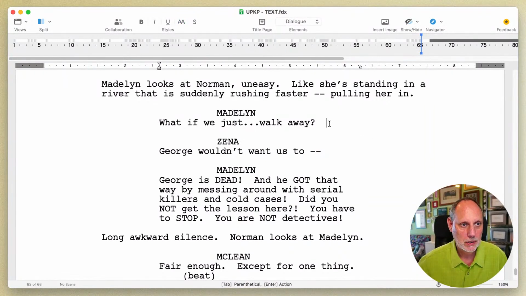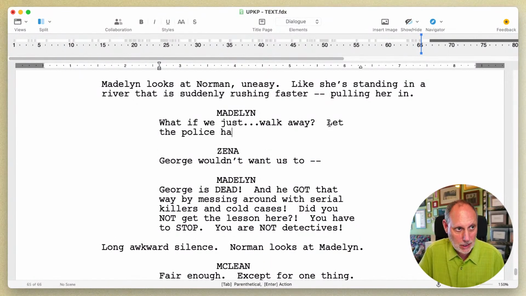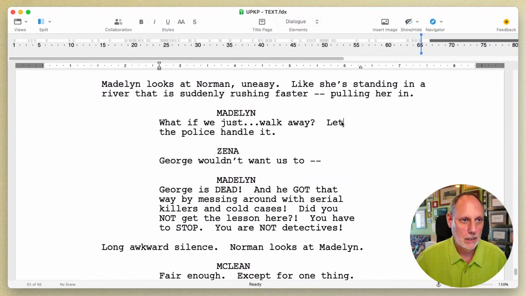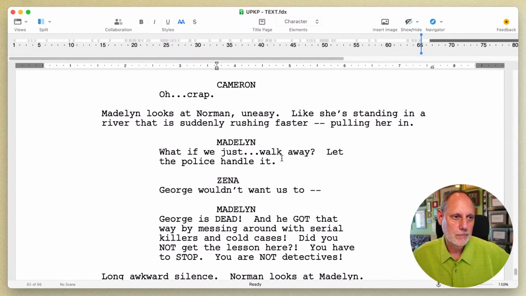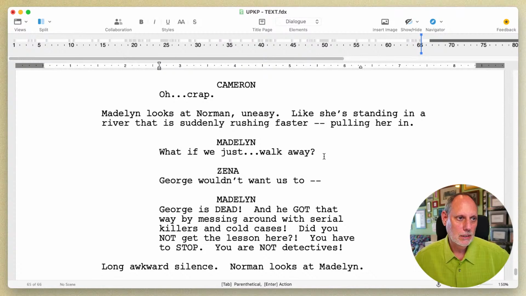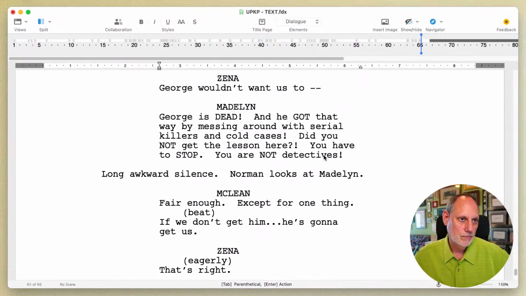We just walk away. Let the police handle it. What if we just walk away? No, I don't think she can say let the police handle it. And he got that way by messing with serial killers and cold cases. You have to stop. You are not detectives.